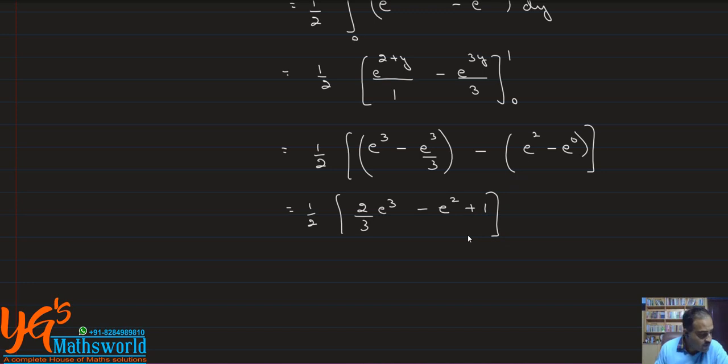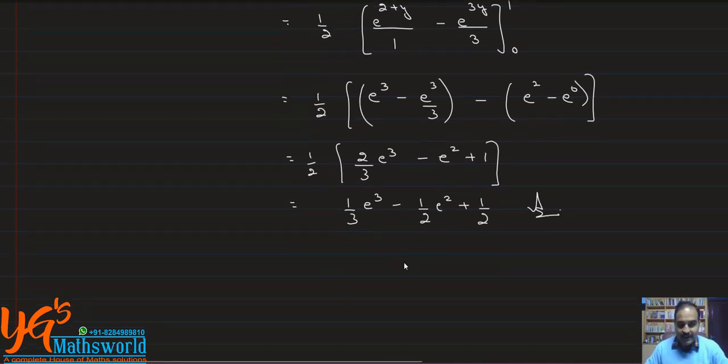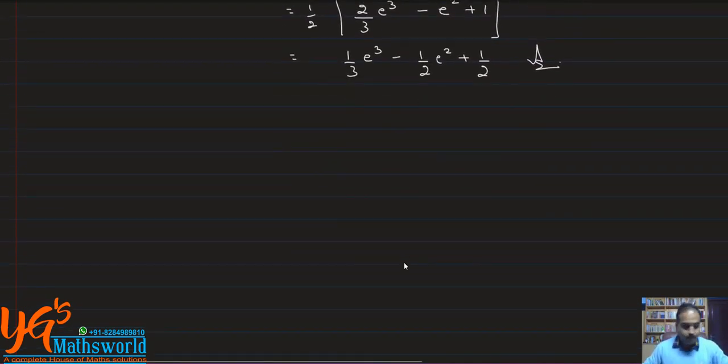So this is the result for this question. Or what we can do, we can just expand the bracket, so we will be getting the answer. If I want to expand the bracket, 2 and 2 cancel, 1 by 3 e cube minus 1 by 2 e square plus 1 by 2. So this is the answer of this question. Hope it is clear to everyone. Now we'll take one more question of the same category, but the statement form is quite different.